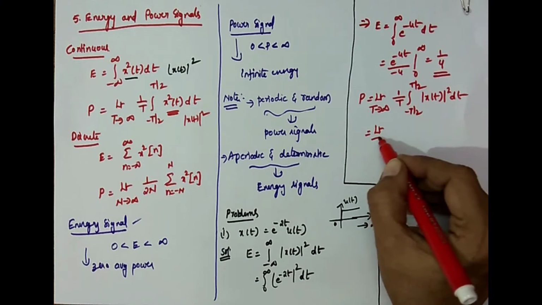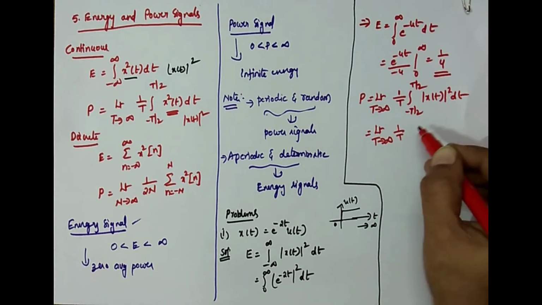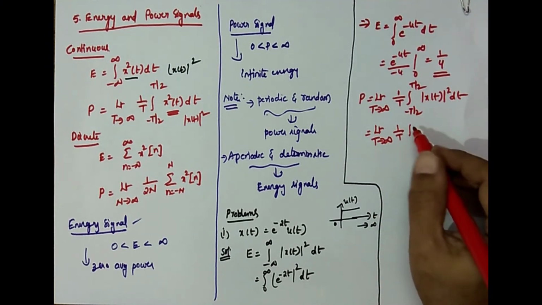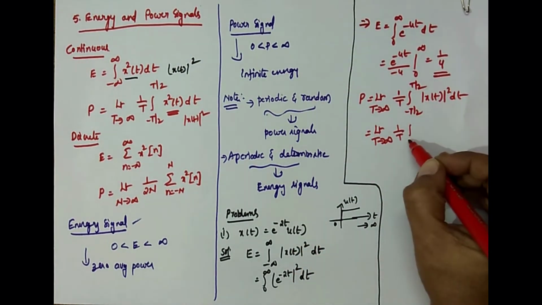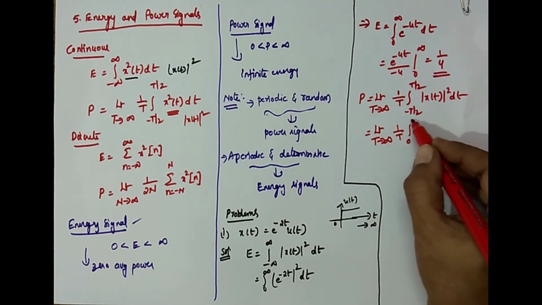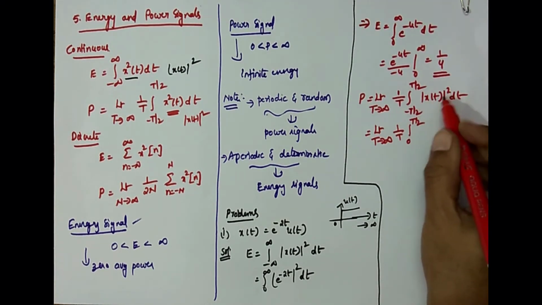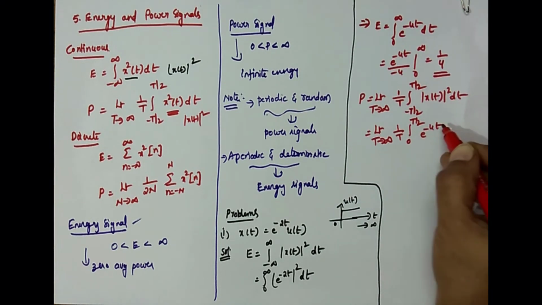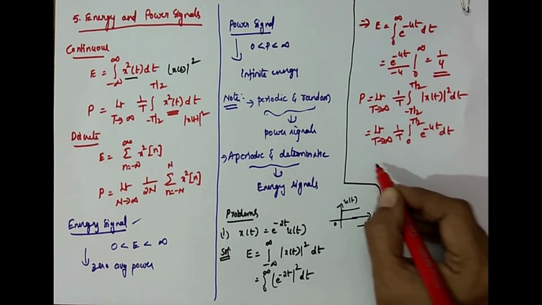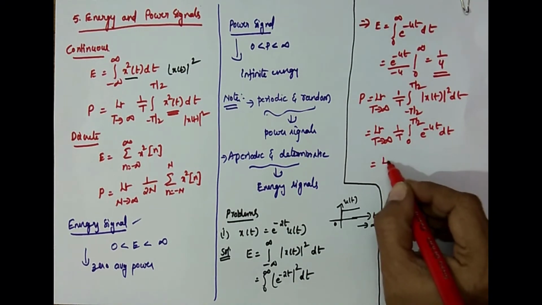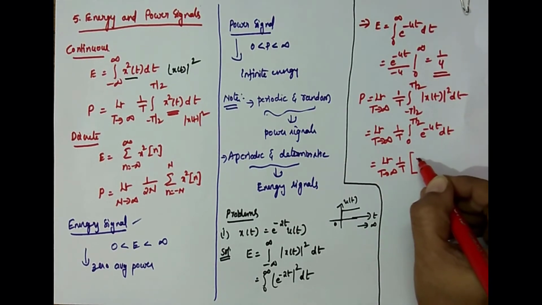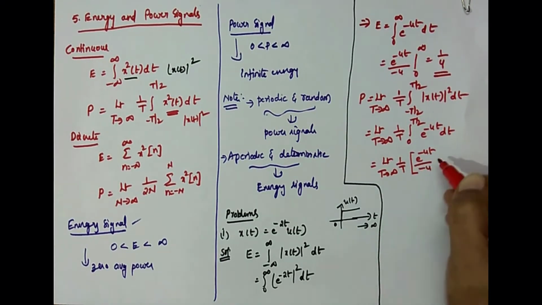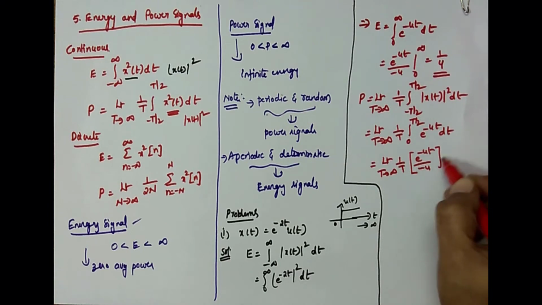Same, limit t tends to infinite 1 by t integral minus t by 2 to t by 2. In the negative portion, your u of t won't exist, so you have to take integral 0 to t by 2 mod x of t whole square, which is e power minus 4t dt. Limit t tends to infinite 1 by t e power minus 4t by minus 4 between the limits 0 to t by 2.